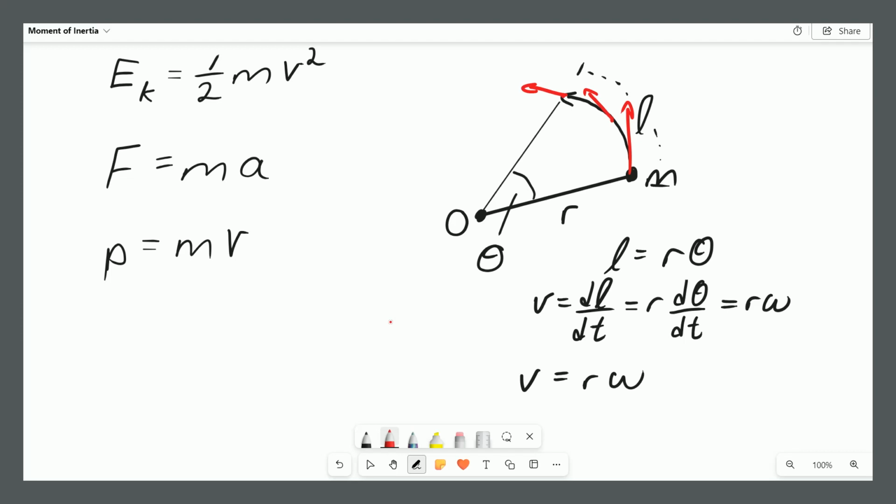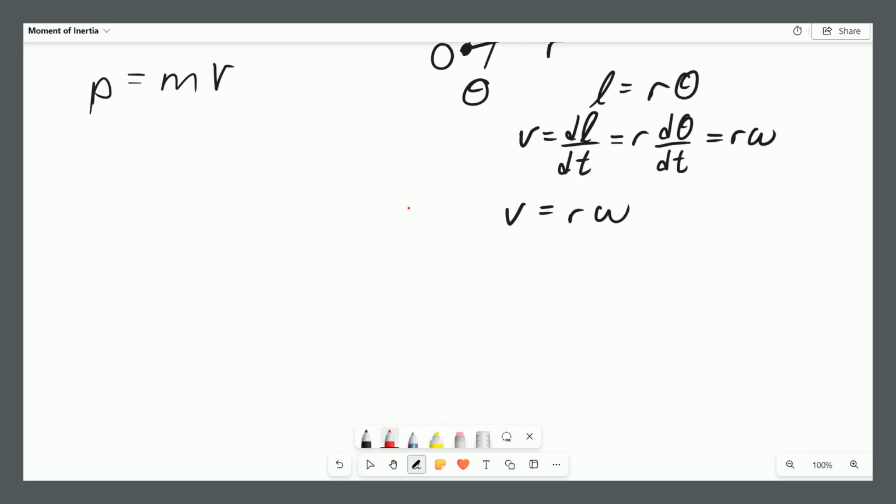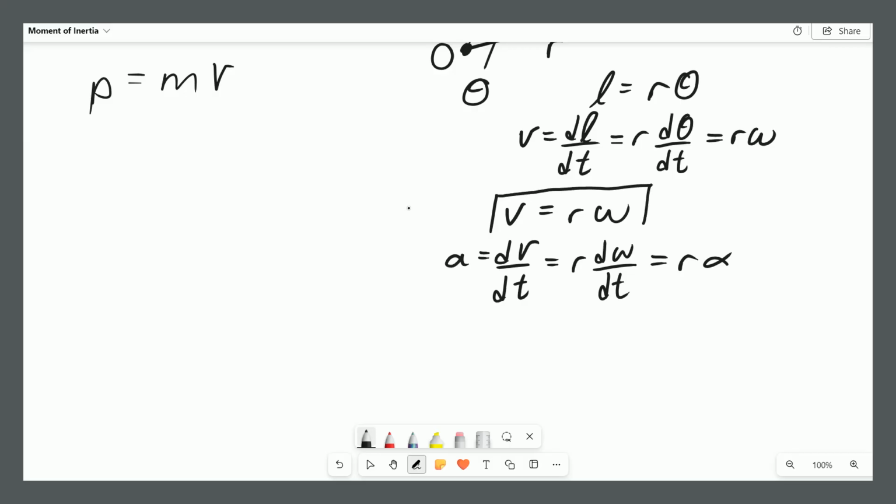Our angular velocity describes how that angle changes with respect to time. Now we can take the time derivative again. Okay, if we take the time derivative of velocity, we know that that is equal to acceleration. Okay, that is dv over dt. And again, if r is constant, that's r times d omega over dt. And we will call that alpha. That is our angular acceleration, right? So we have velocity is r times angular velocity, and we have acceleration as r times angular acceleration.